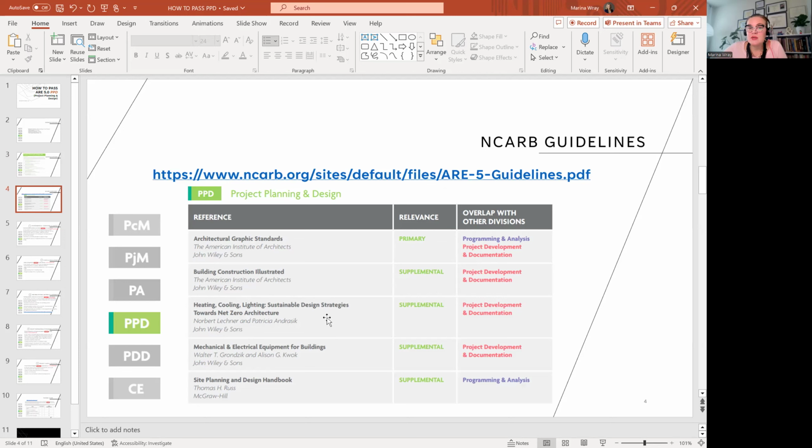Another book is Heating, Cooling, Lighting: Sustainable Design Strategies Towards Net Zero Architecture. I did not really like this book. For some reason, it was kind of like, just do that, do not do this. It was more prescriptive. Some people really like it, and some people really recommend it. This is just my opinion. You don't have to rely on that. Maybe take a look at the book. Do not buy it right away. Just review it, and then if you find it really good for your studies, definitely get a copy. But for me, I didn't find that much value in it.